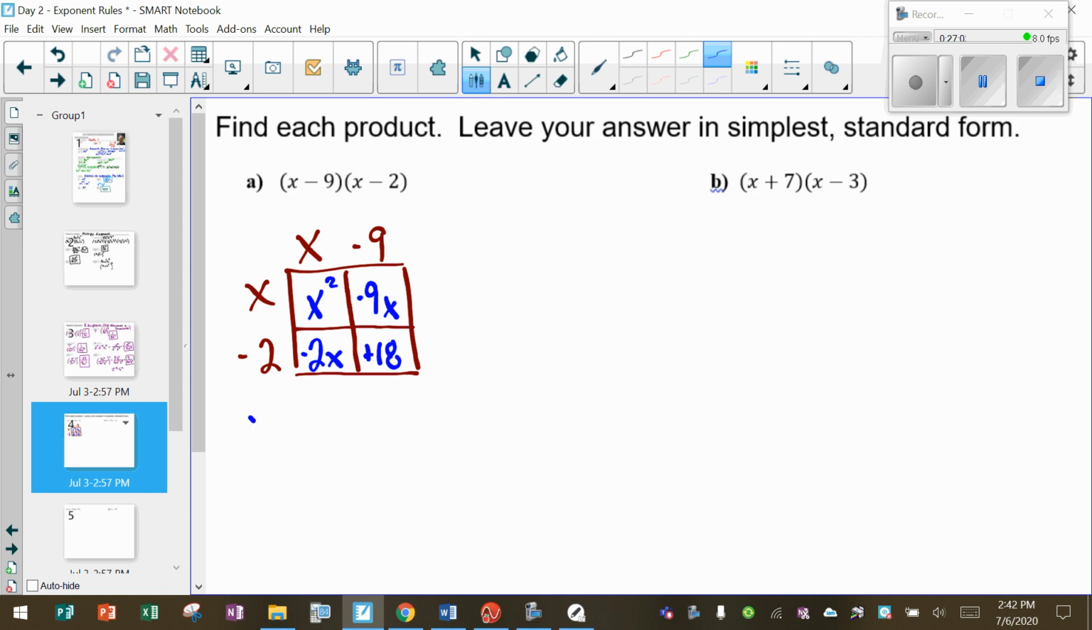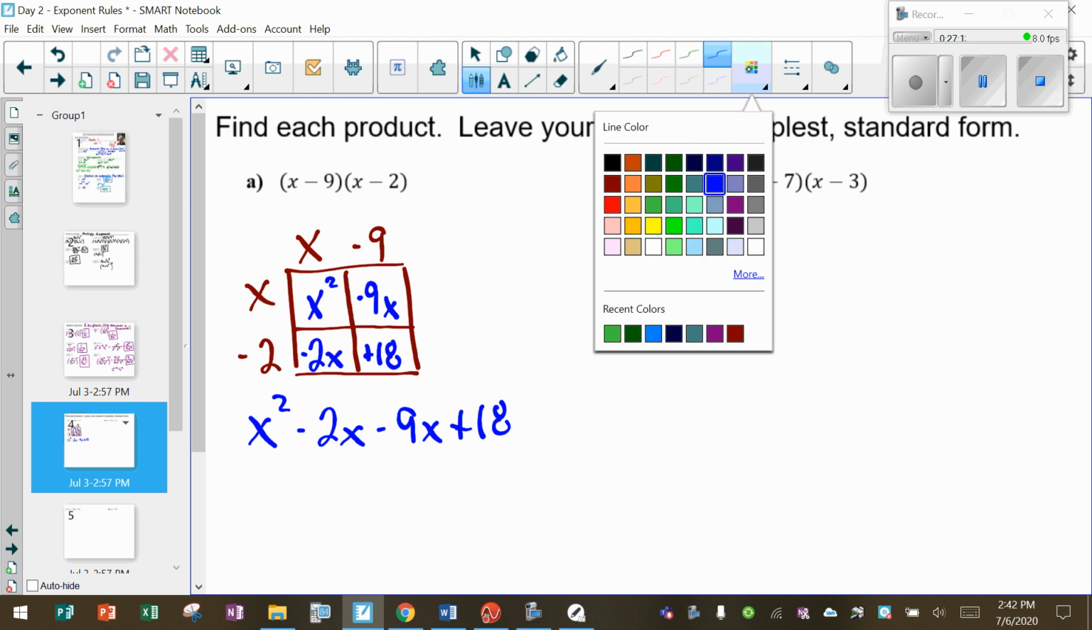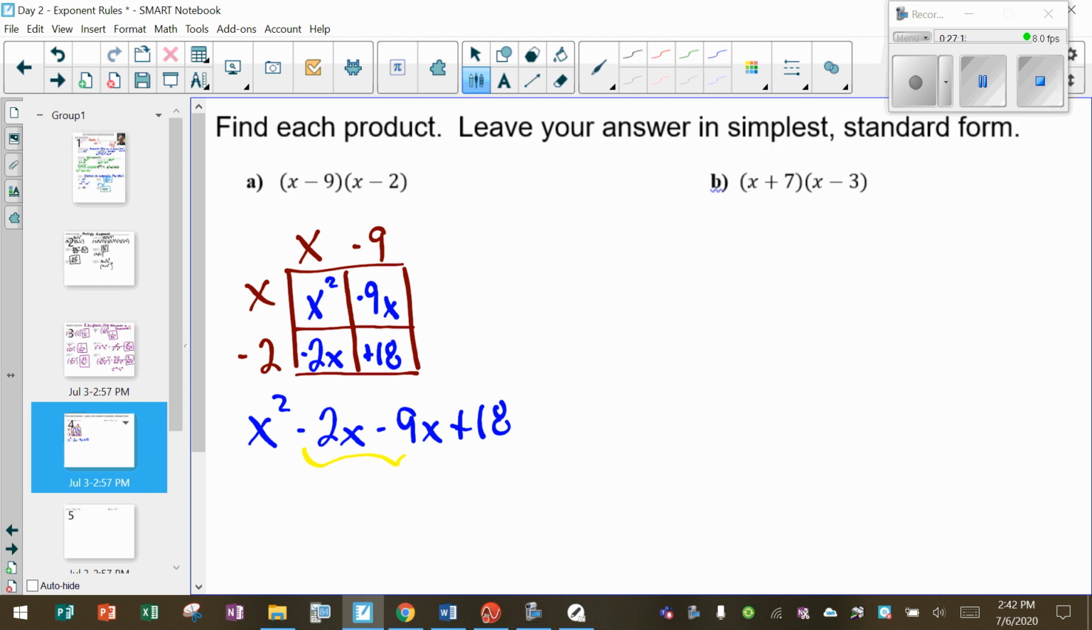Those four terms, x squared minus 2x minus 9x plus 18, can combine only in the middle, because I have two like terms here, negative 2x minus 9x. Those can combine just by order of operations. Negative 2 minus 9 is negative 11. And that is my final expression.